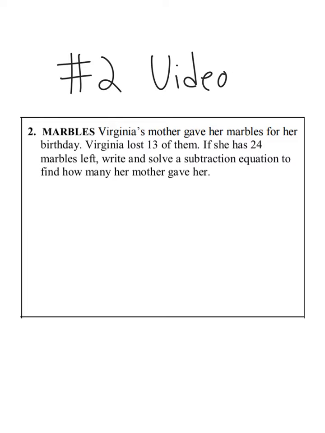So it says, Virginia's mother gave her marbles for her birthday. Virginia lost 13 of them, and she has 24 marbles left. I'm going to write that there. The question says, write and solve a subtraction equation to find how many marbles her mother gave her, which I'm going to call M.